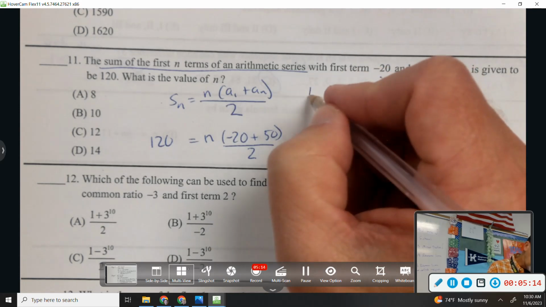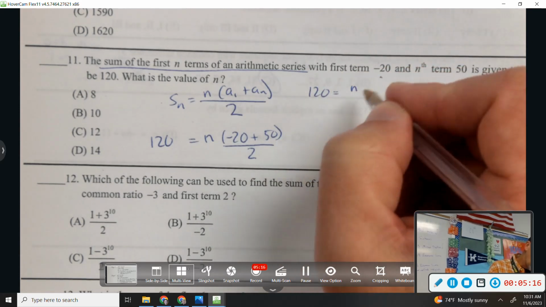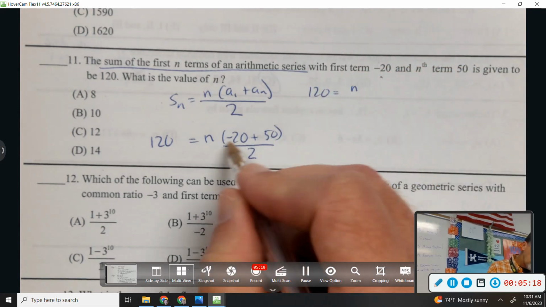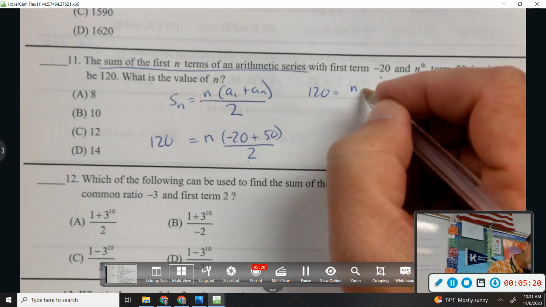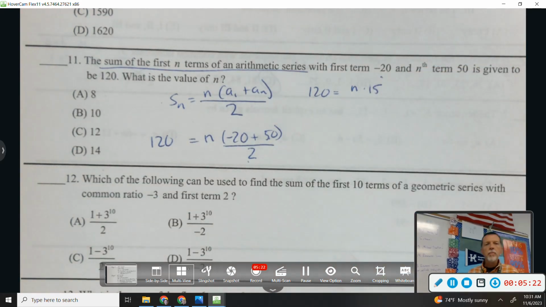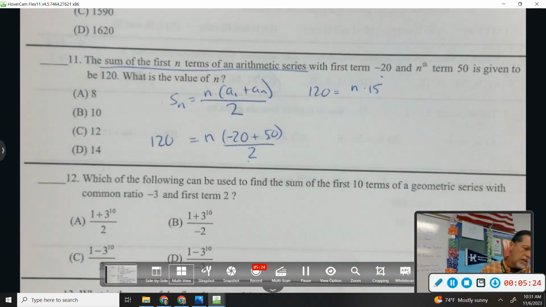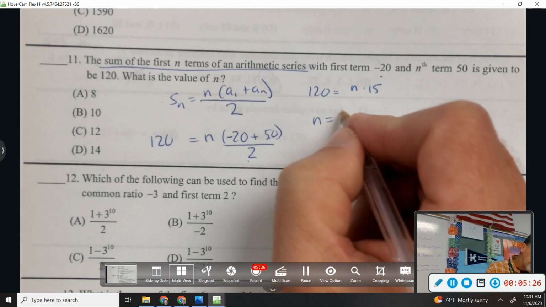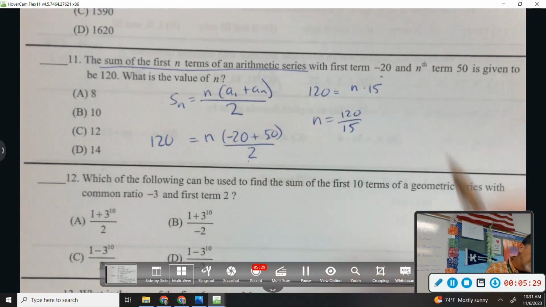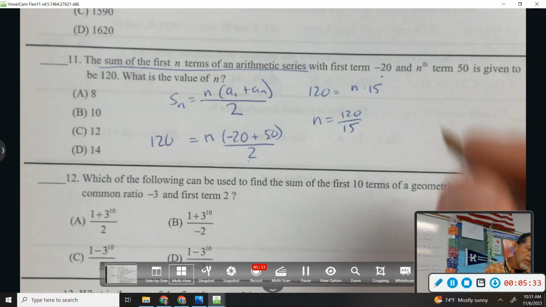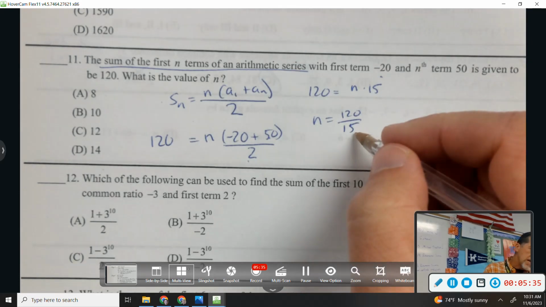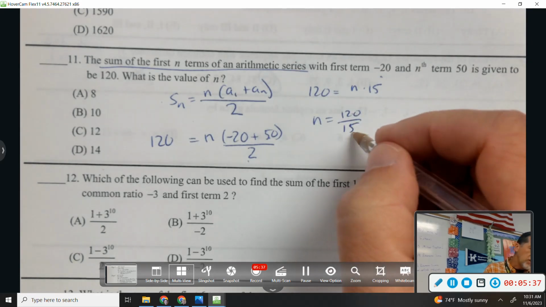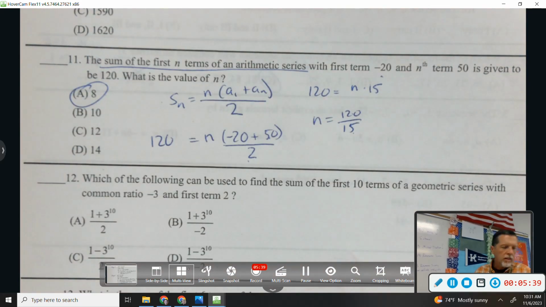Let's see. So 120 equals n times 30 over 2 is 15. And 120 divided by 15 is 8. Because 120 divided by 30 is 4, so I think that would be 8.